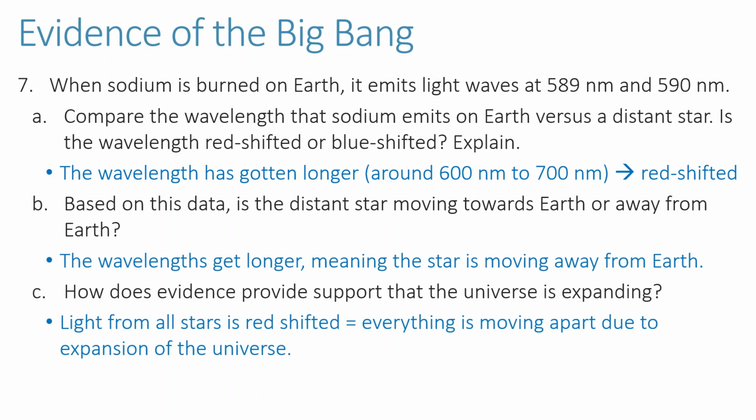When we look up at the sky and look at the light from stars, no matter where we look, that light is always red shifted. That means that everything is moving away from us. And this is actually due to the expansion of the universe.